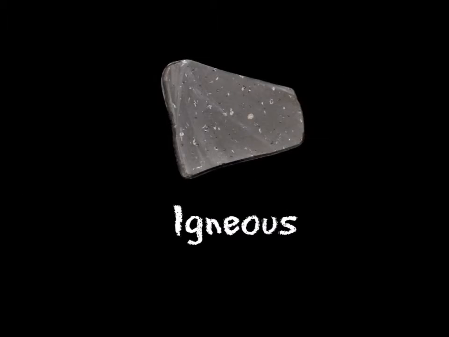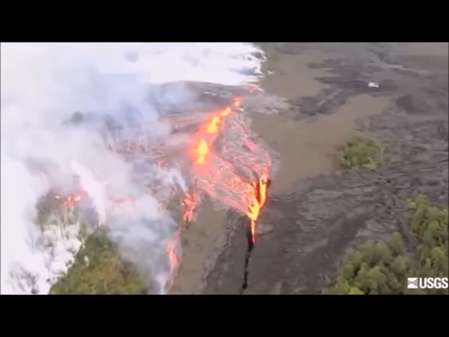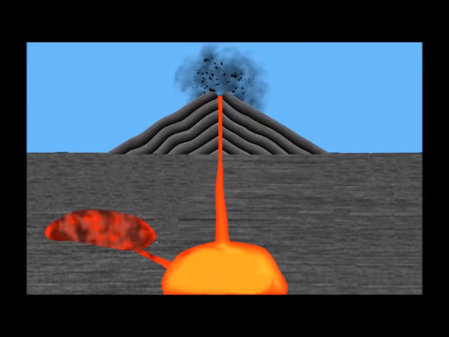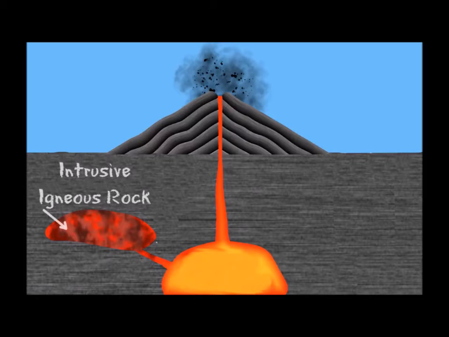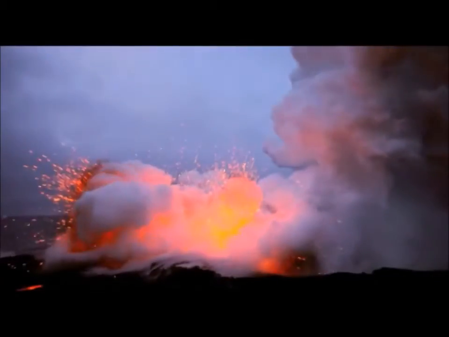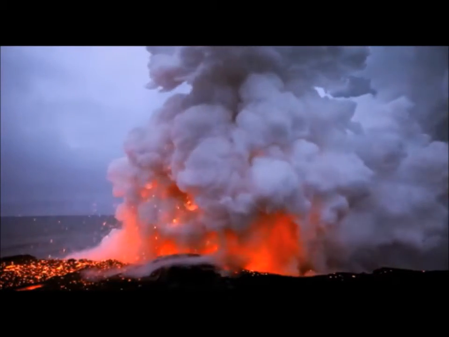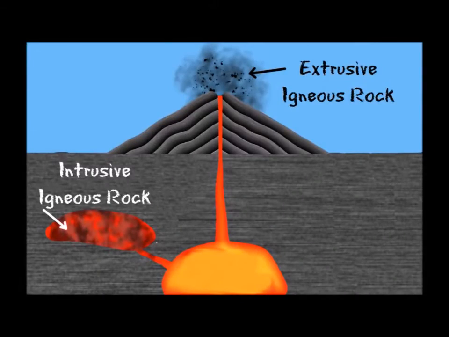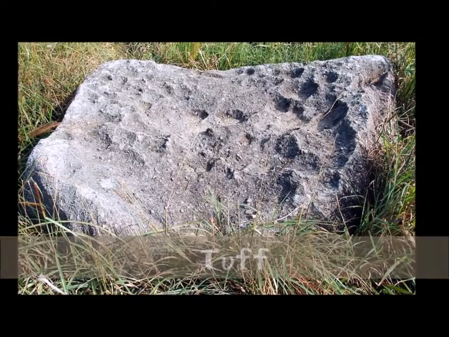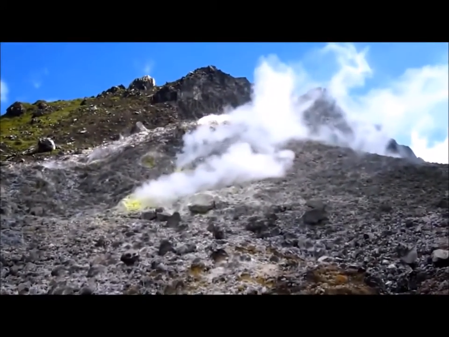Igneous is a word that means fiery. Igneous rock is formed when magma or lava cools. Sometimes magma cools slowly underneath the Earth's surface. This forms intrusive igneous rock, like granite. Other times, lava cools when it comes to the surface in a volcanic eruption. This forms extrusive igneous rock. Some examples of extrusive igneous rock are tuff, obsidian, and pumice. Igneous rocks make up about 95% of the Earth's crust.